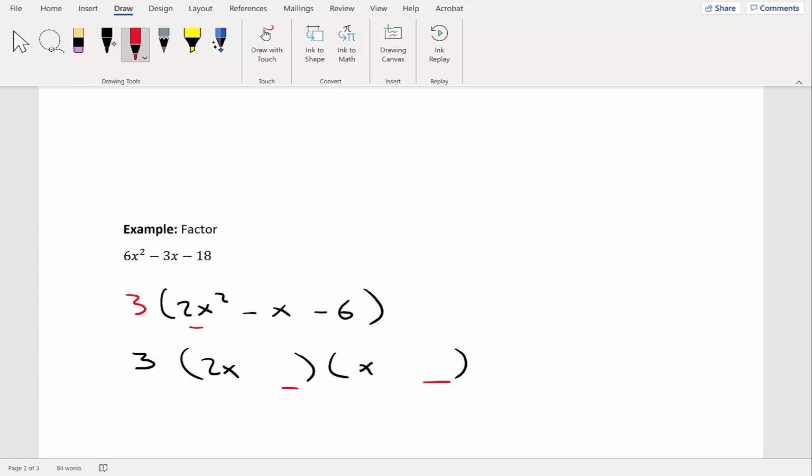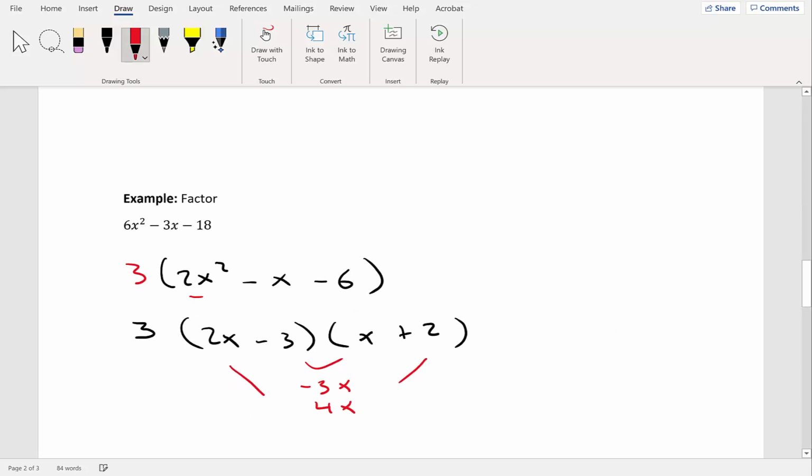So we have to try out some options here. Let's try out -3 here and a +2 right over here. Now we have to check to see if it gives us the correct middle term. Multiply the inside, you get -3x. Multiply the outside, you get 4x. But this gives us +x, which is not exactly what we're looking for.